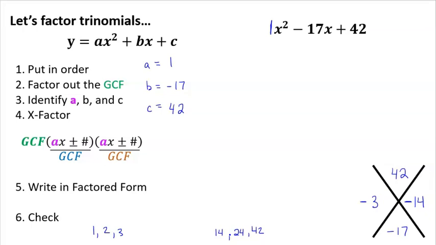If my X factor didn't work out, I would just stop the process where I'm at, look to see if there was a GCF at the very beginning, and then there would be no steps after that. We would stop here. But this one did work out.